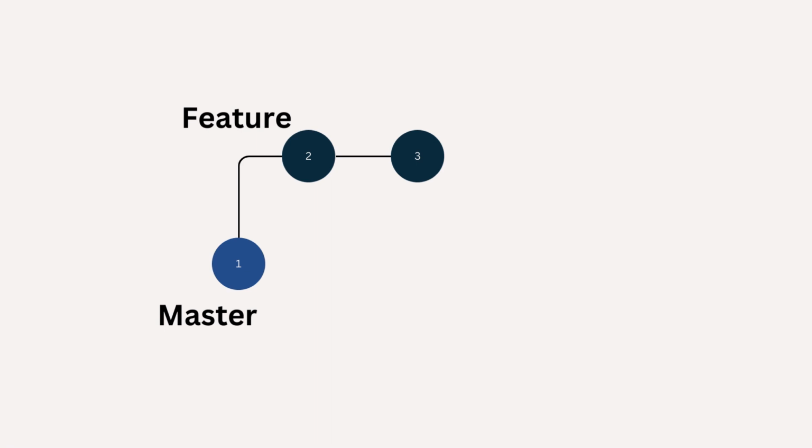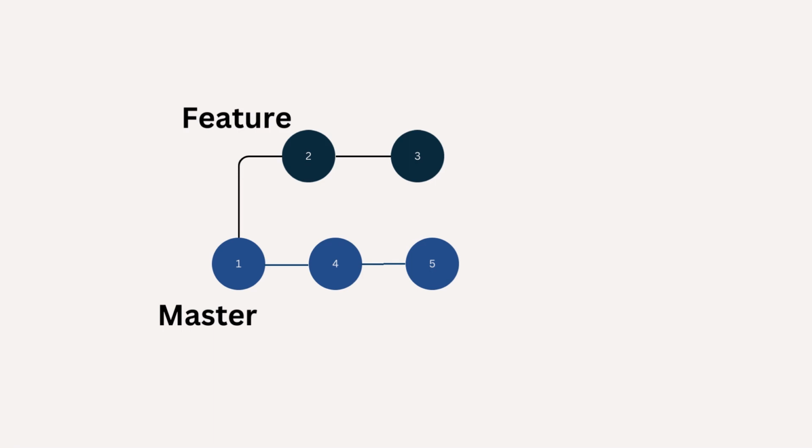Meanwhile, some other teammate added some change into the master branch. So 4 has been added into the master branch. Now one more teammate added some more changes to the master branch. So the master branch again moved ahead by one more commit. Let's call it 5.